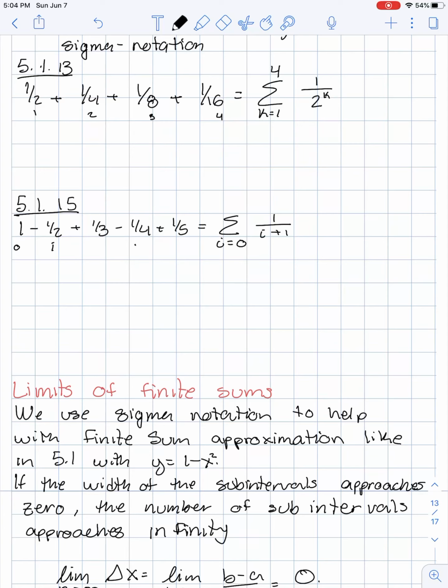I need to figure out how to make it negative. 2, 3, and 4. So again, I'm going up to 4, but I'm starting at 0. So now I need to figure out how to make every other term negative. So when I plug in i equals 1 and i equals 3, they need to be negative.